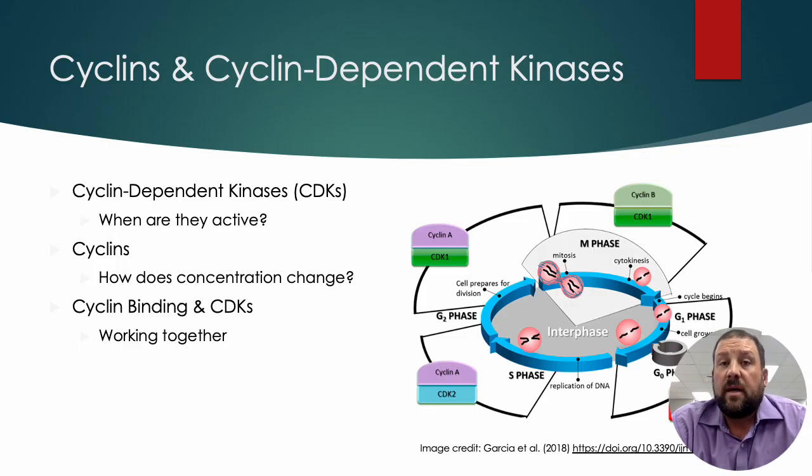To summarize, CDKs are the core drivers of the cell cycle, but they only work when paired with cyclins. Cyclin levels will rise and fall depending on the phase, and together with the CDKs, they control the precise order of the cell cycle events.